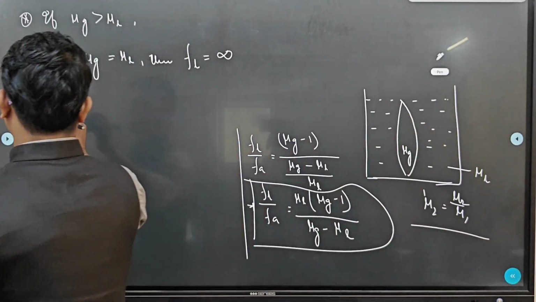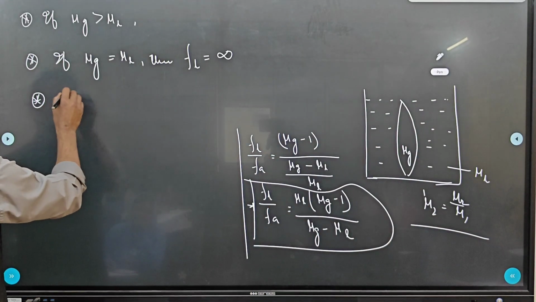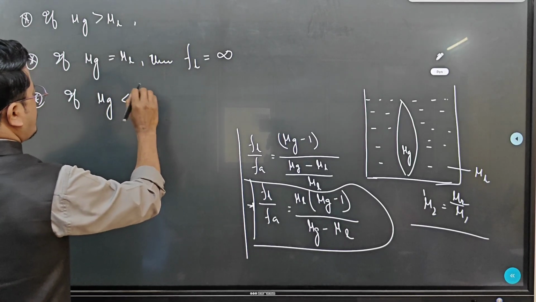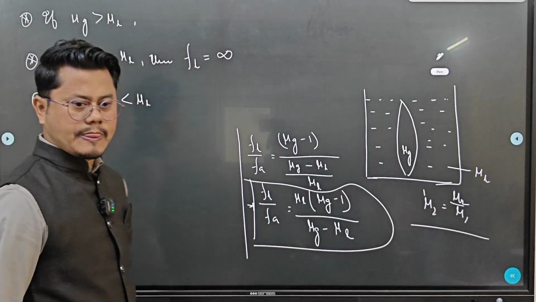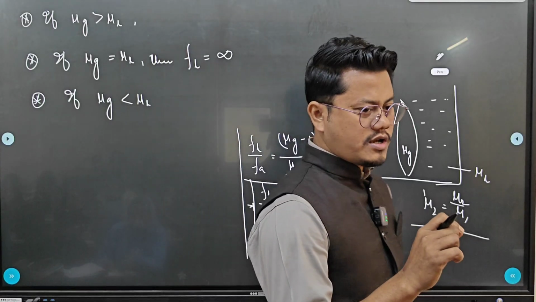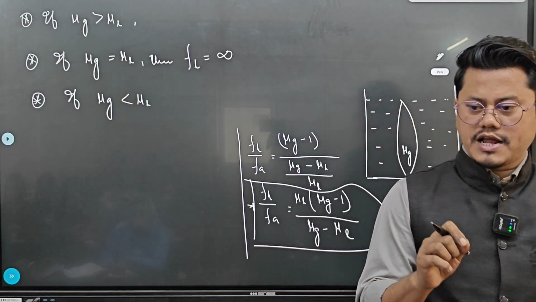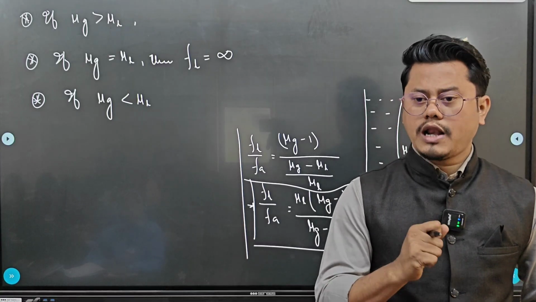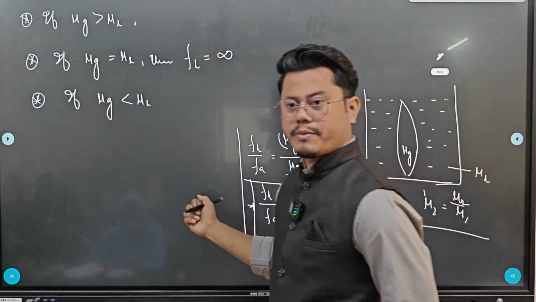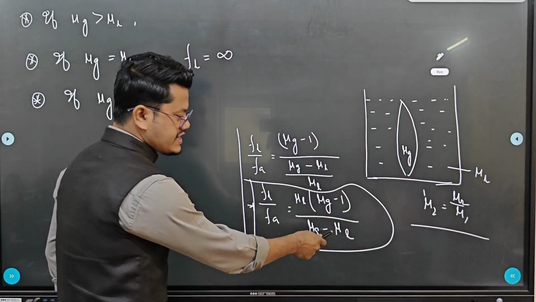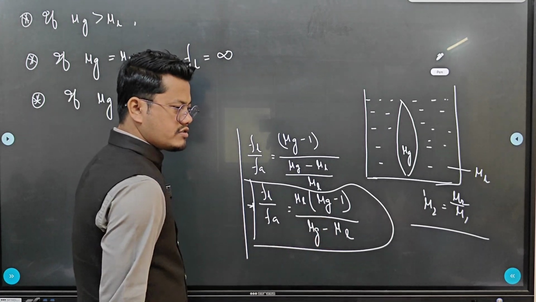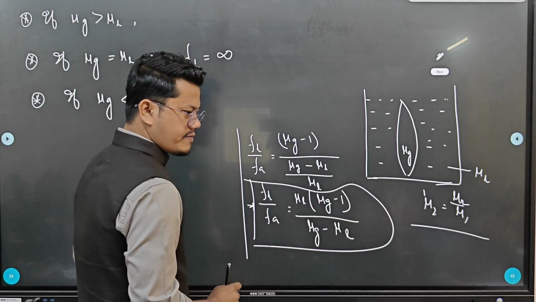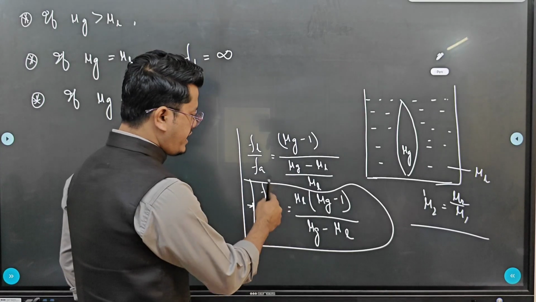In the third case, if mu g less than mu l, what will happen in this case? We have immersed a lens inside a liquid having refractive index greater than the lens. So what will happen? Just look at the mathematical expression. If mu g less than mu l, then this term will be negative, or not? If I send Fa towards the right, then I get Fl is negative.